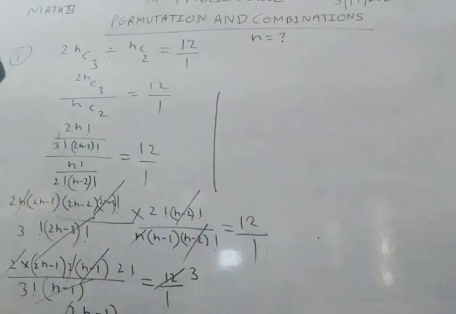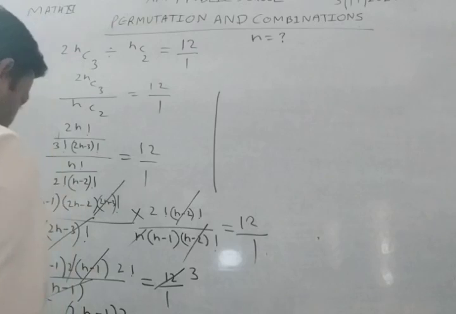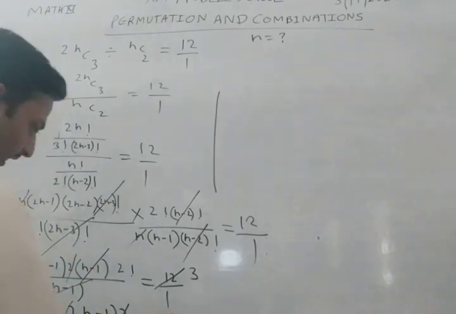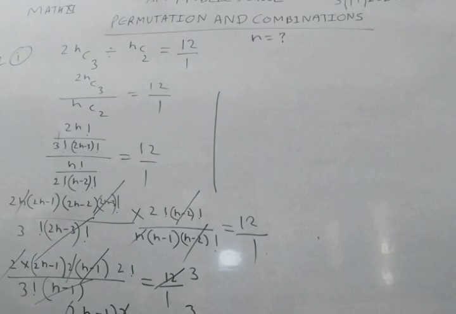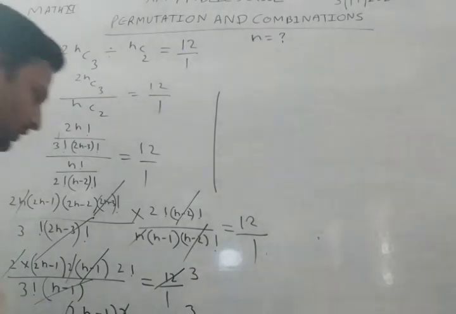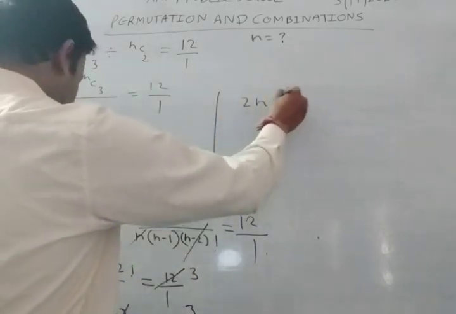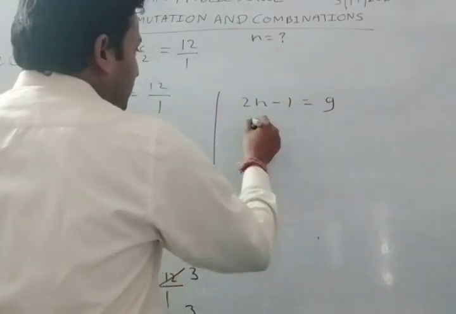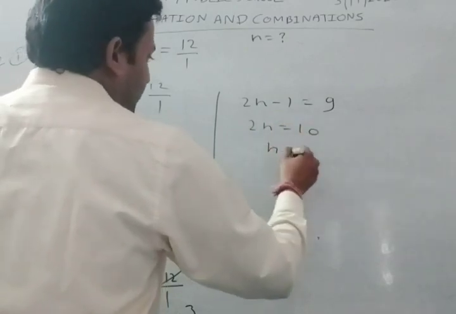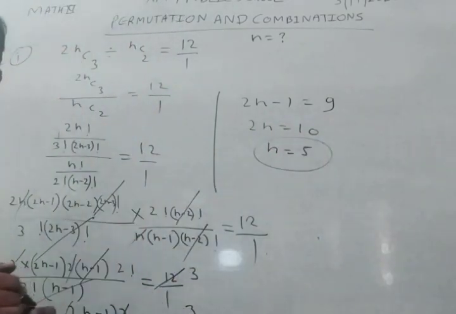And this is factorial 2, we write 2. Now this is cancelled 3 times. So after solving we get 2n minus 1 is equal to 9. So 2n is equal to 10 and n is equal to 5. So we get n is equal to 5.